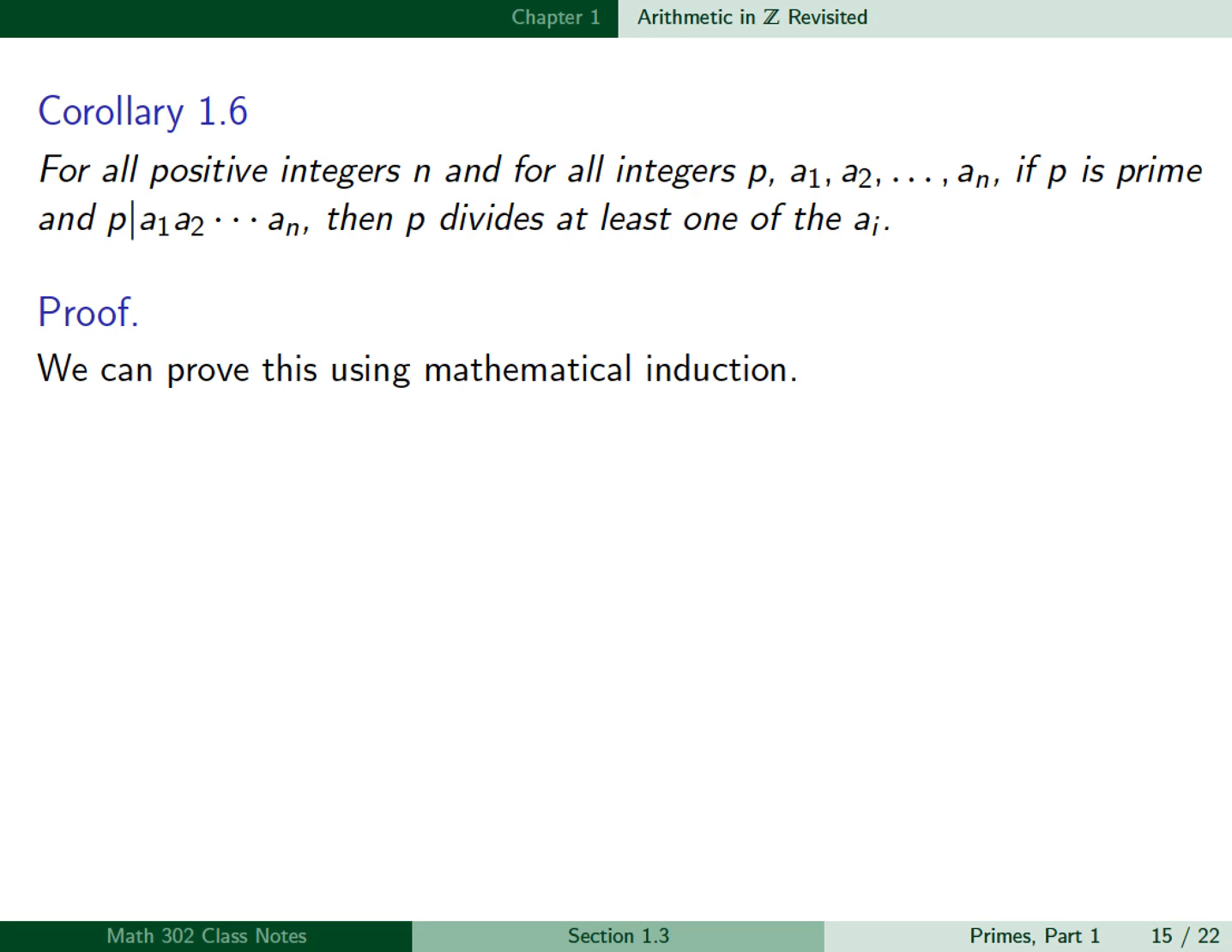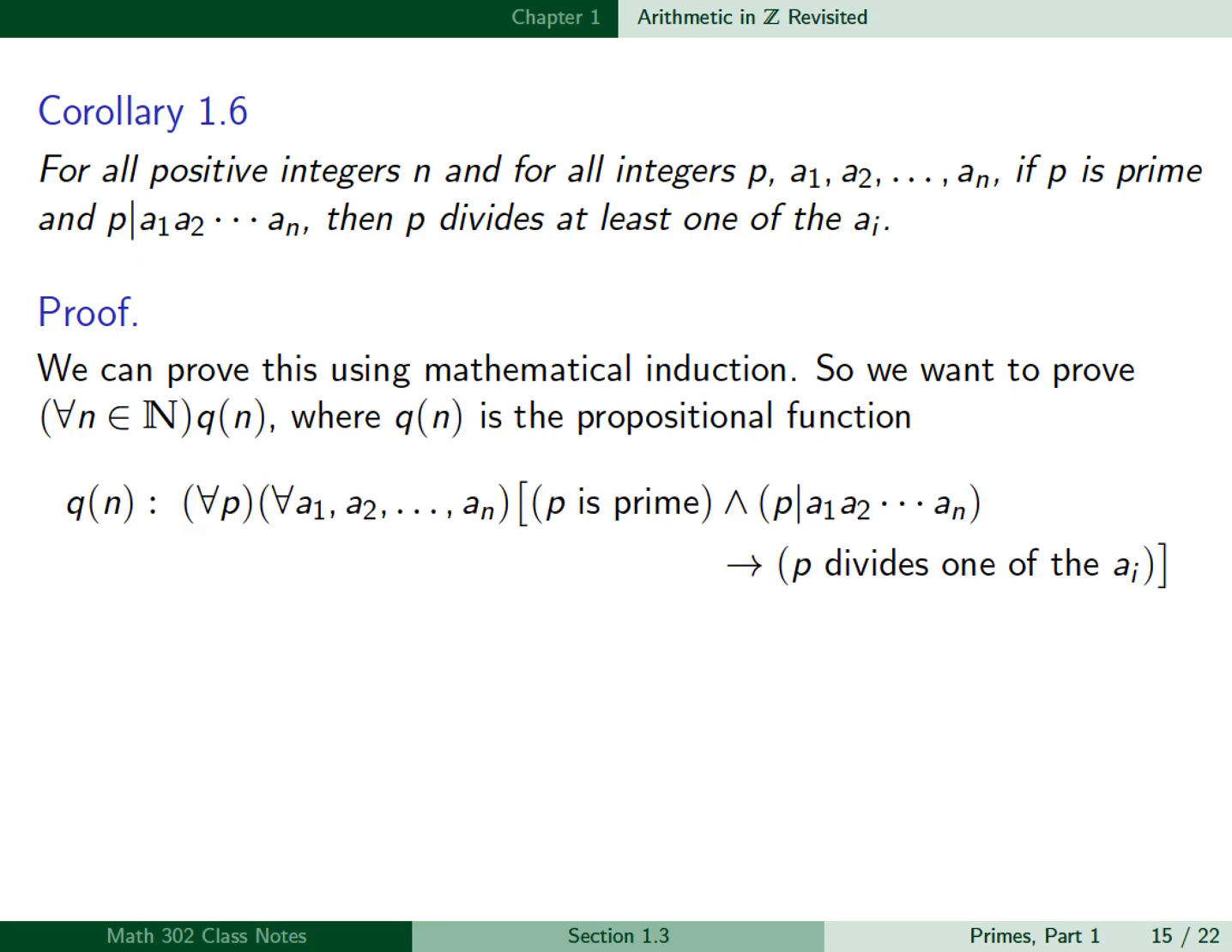So for the proof, we'll use mathematical induction. So we want to prove for all n in N, Q(n), where Q(n) is the propositional function, which is basically the statement in the corollary. So Q(n) says for all p, for all a1, a2, down to a sub n, if p is prime and p divides the product a1 through a sub n, then p divides one of the a sub i. Okay, now note for the propositional function we're using the letter Q instead of P, since p is already appearing in the statement as the prime.